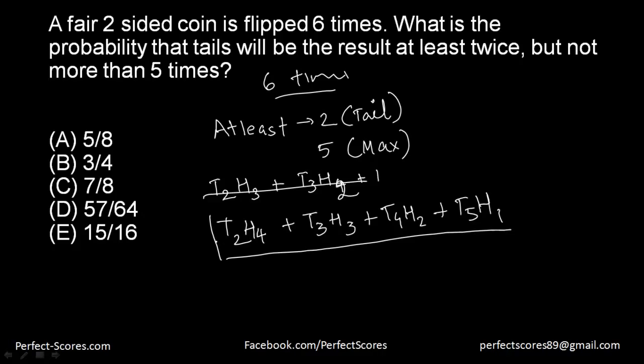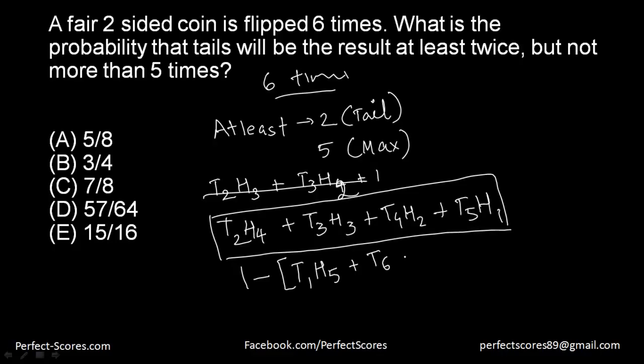So either I can calculate it this way, or I can calculate it as 1 minus the probability of not getting at least 2 times tails and maximum 5 times tails. That would be the probability of getting 1 time tail and 5 times head, the probability of getting 6 times tails, and the probability of getting 6 times head, right? So I'm just listing down all the possible cases. Either I get the answer this way or I get it this way.